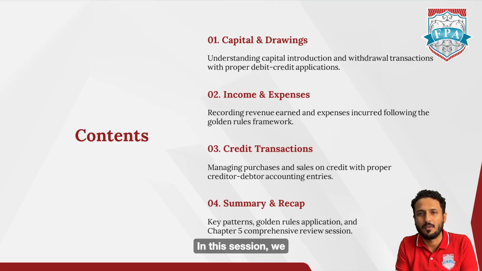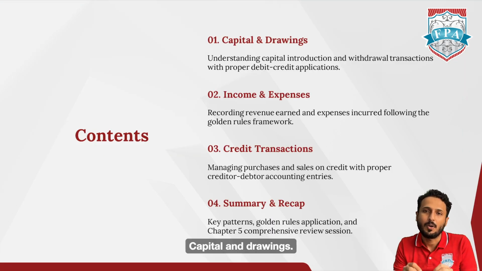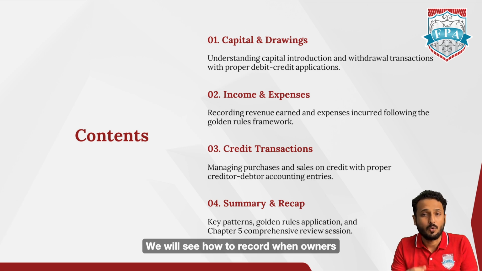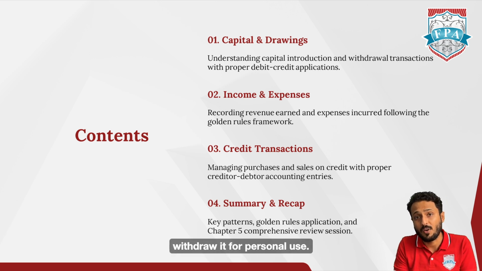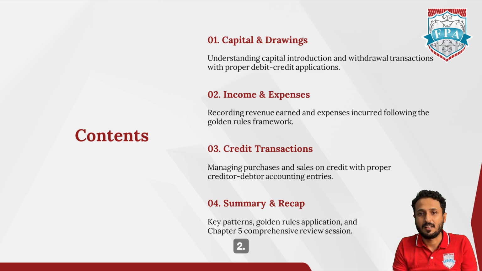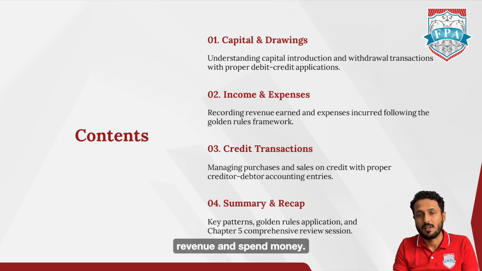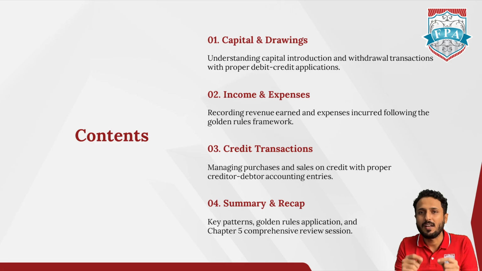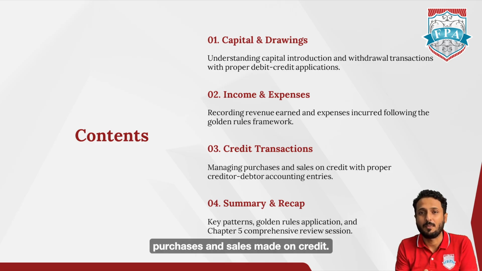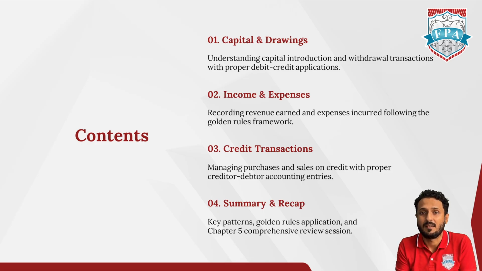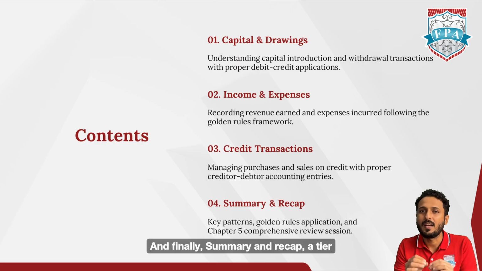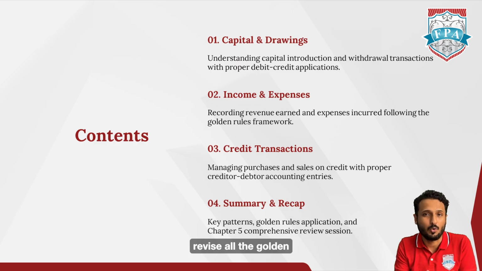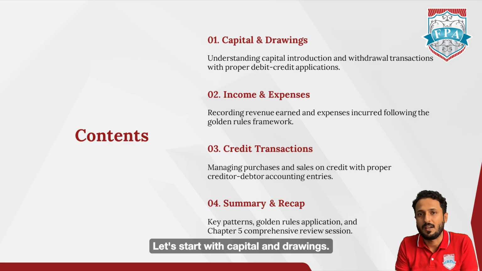In this session, we'll cover four key areas. First, capital and drawings. We'll see how to record when owners invest money or withdraw it for personal use. Second, income and expenses. We'll record how businesses earn revenue and spend money. Third, credit transactions. We'll understand purchases and sales made on credit. And finally, summary and recap to revise all the golden rules and patterns we've learned so far. Let's start with capital and drawings.